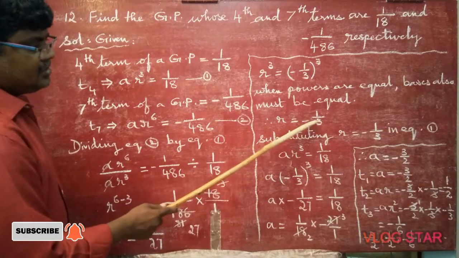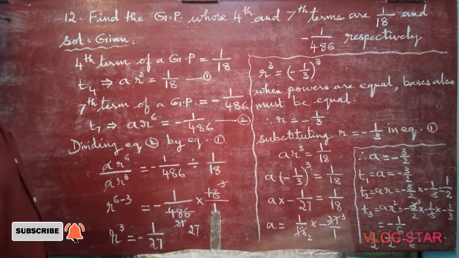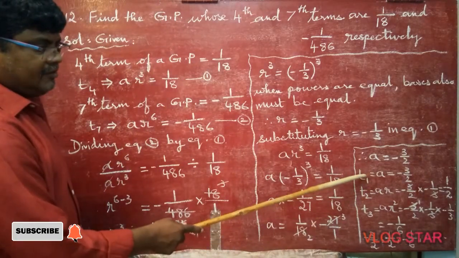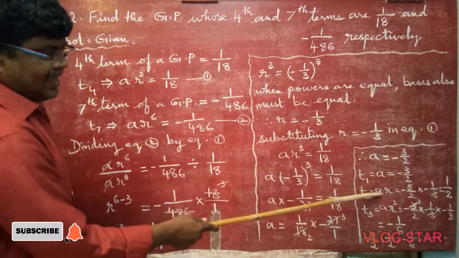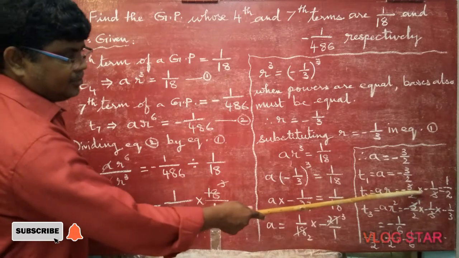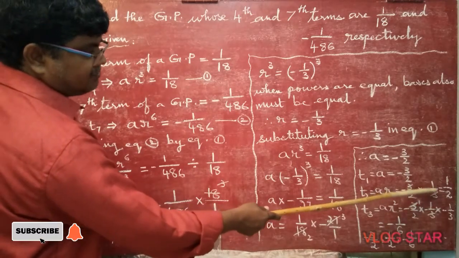Now r is in your hand, a is in your hand. They told to find the GP. GP we know. T1 means a, that is equal to again the same, minus 3 by 2. T2 means ar, a into r, minus 3 by 2 into minus 1 by 3.